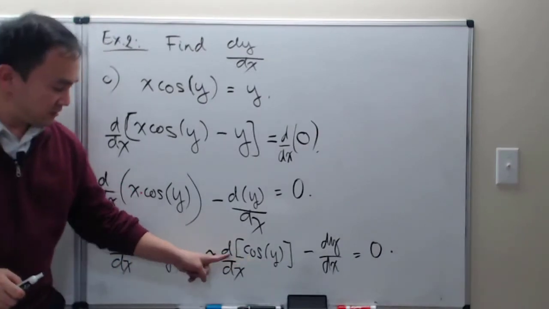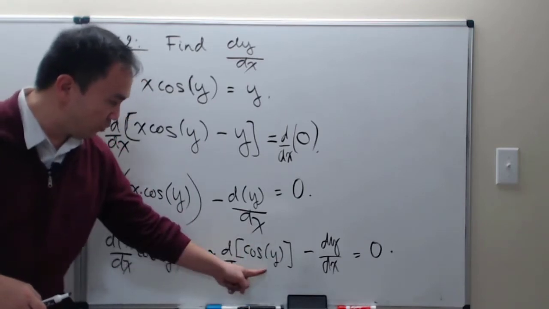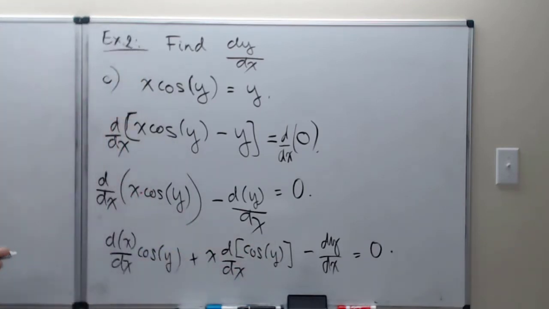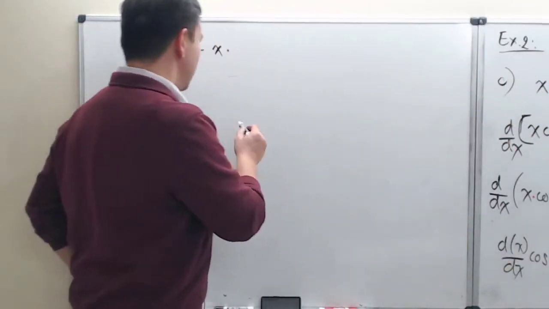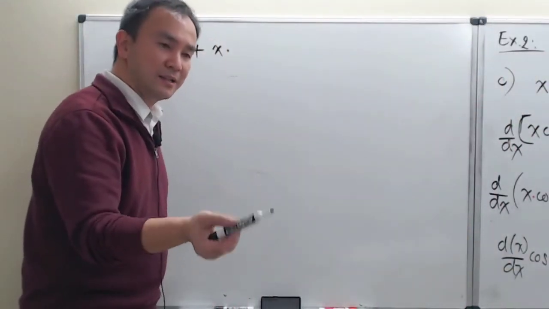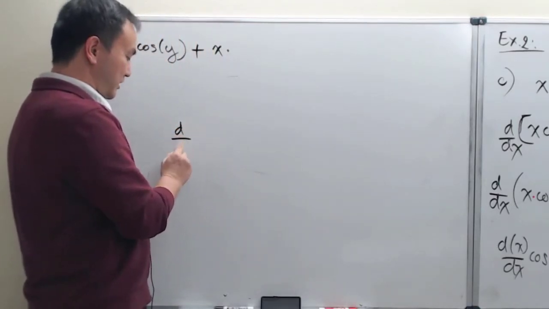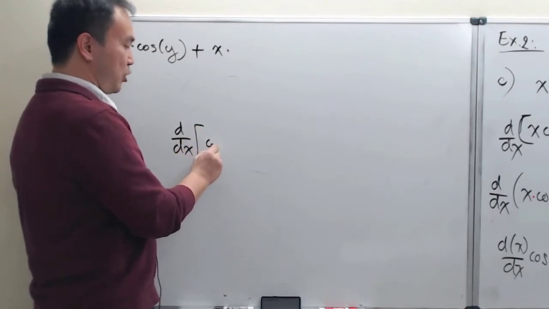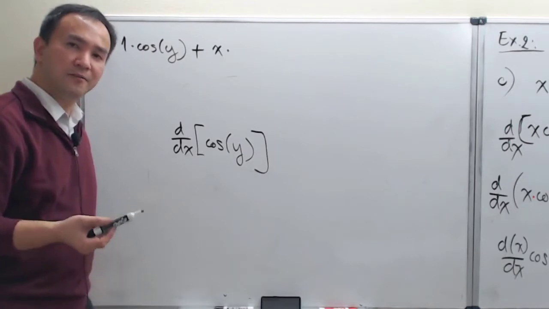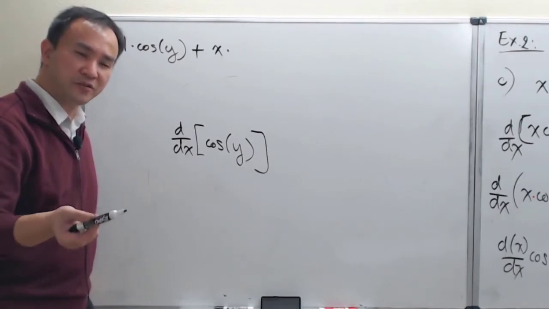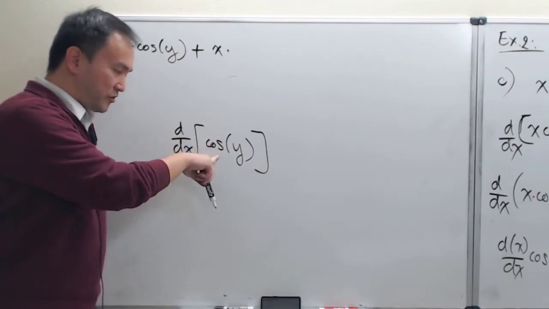But this term, once again, that term, x times the derivative of cosine of y. But see, think about the cosine of y. So now, again, y is a function of x. If we're taking the derivative of cosine of y, y is a function of x. But now you're taking the derivative in terms of x, but your function is cosine of y.